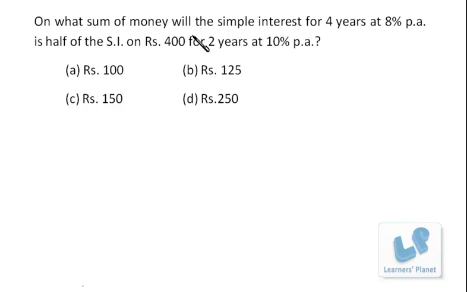Now, on what sum of money will the simple interest for 4 years at 8% per annum be half of the simple interest on 400 for 2 years at 10% per annum? Let's assume the amount to be P. First of all, let's write this. The simple interest for 4 years will be P into 4 into 8 by 100, that is PRT by 100. And the simple interest in the other case will be P into 400.